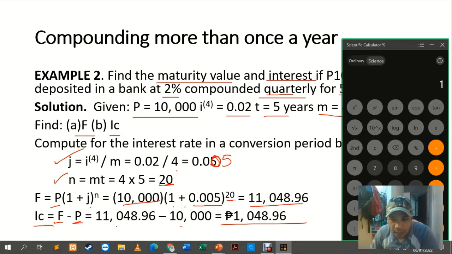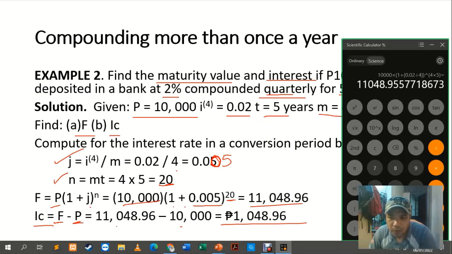So, let's start with the P, 10,000, times. Mag-open tayo ng parenthesis, 1, plus, parenthesis para doon sa J, 0.02 divided by 4. Then, sarado ko. Then, sarado yung galing sa 1. Raised to, another parenthesis, 4 times 5. Then, sarado. So, kung tama yung parenthesis, most likely, we will be able to get the proper answer.